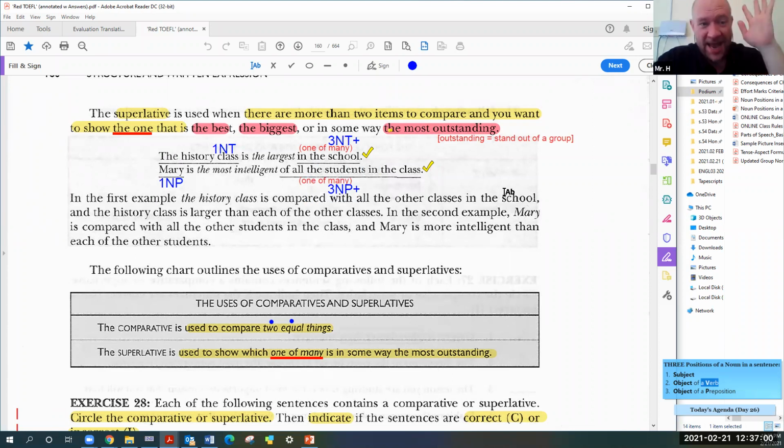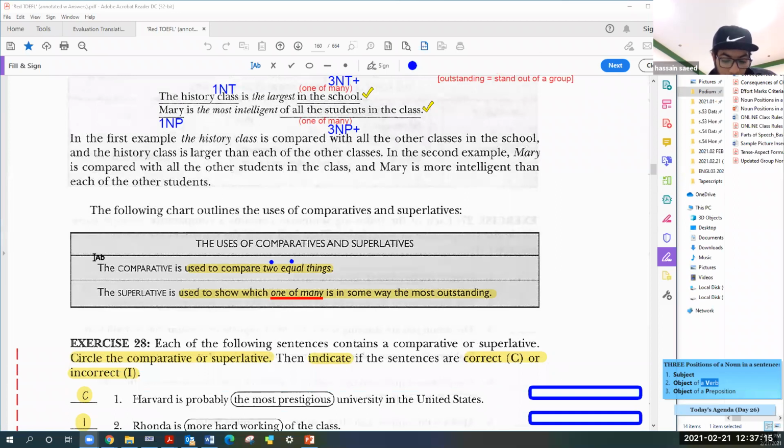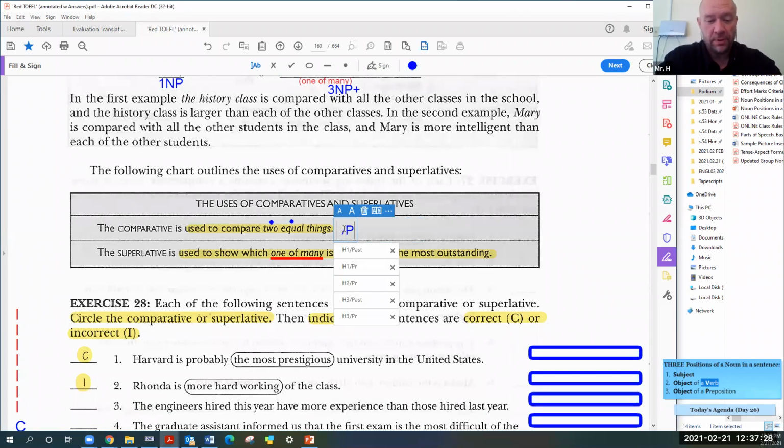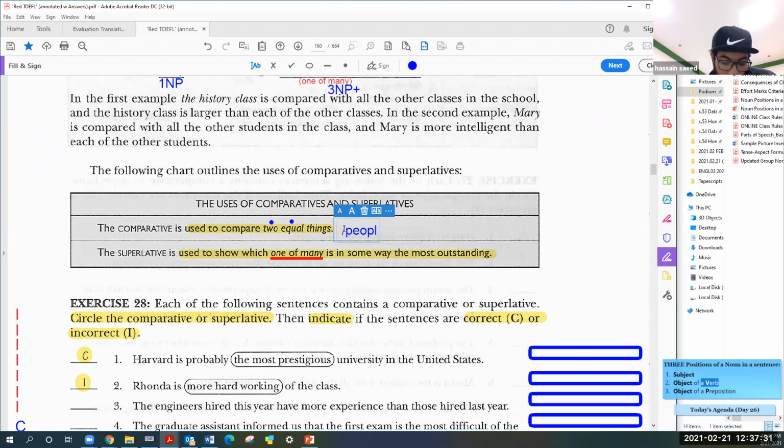Go to the gray box. Hands up, everybody, if you want to talk. Hussein. The use of comparative and superlative. The comparative is used to compare two equal things. Two, exactly 2. Either things or nouns or people. Not only things, but also people. Do you understand? Yes.